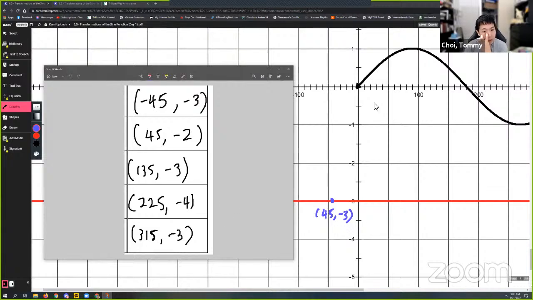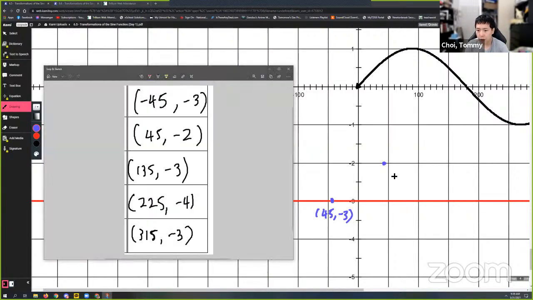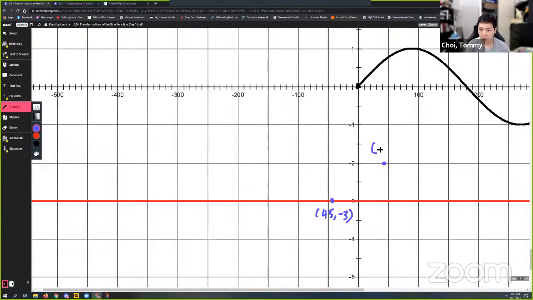Bring it over here. Okay, so our next one was (45, -2). So we find 10, 20, 30, 40, 45, and we find -2. And there's our next point. It's a sketch, doesn't have to be super accurate. You can yell at me for saying that's not 45, Mr. Choi. You're a terrible, terrible grapher. I get it. I'm sorry. I'll do better next time. Sorry, that's supposed to be negative.